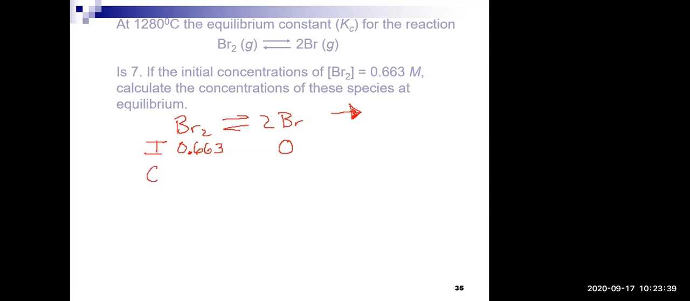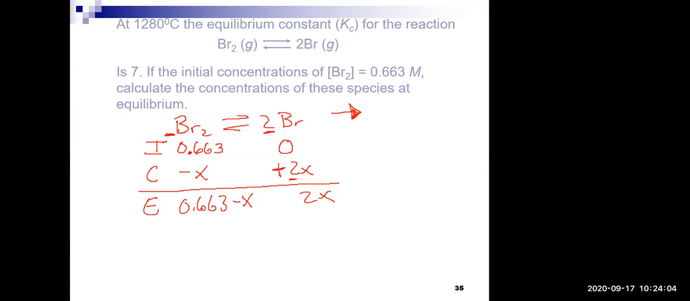So our change part here will be minus x, coefficient is 1. And on our product side, plus, because it should be increasing, 2x. And again, the 2 for the coefficient that is there. That's going to give us at the end here 0.663 minus x and 2x. First off, any questions on the ice table?